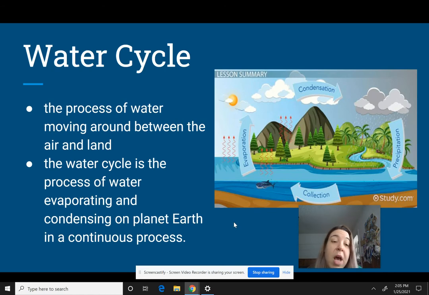The water cycle is just the process that water goes through to move between the different states and move to different parts of the air and the land. It's all about evaporation and condensation. We also talked about transpiration, and if you don't remember what transpiration is, that's just when water evaporates off of plants. So, told you that word's going to come back, and you're going to have to know it.